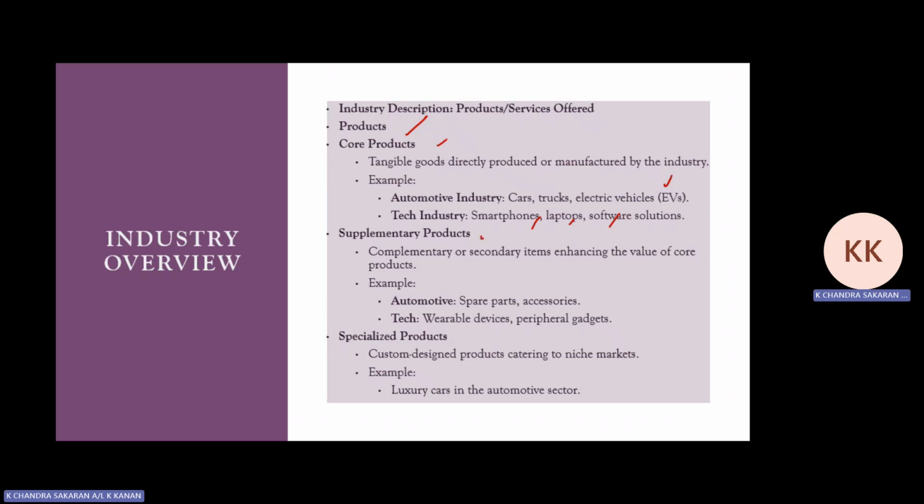Supplementary products, if there are any. For example, in the automotive industry they provide spare parts and accessories. In the technology industry, they talk about wearable devices and peripheral gadgets, the additional gadgets that you are using. The industry that you are choosing, what are their core business and products? Is there any supplementary product or not? Is there any specialized product or not? Provide your answer. When you talk about the industry overview, first talk about the product. You must explain the nature of the product.